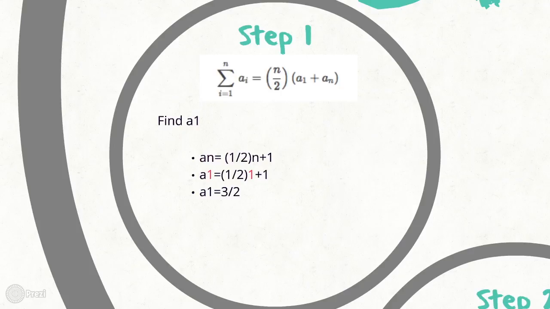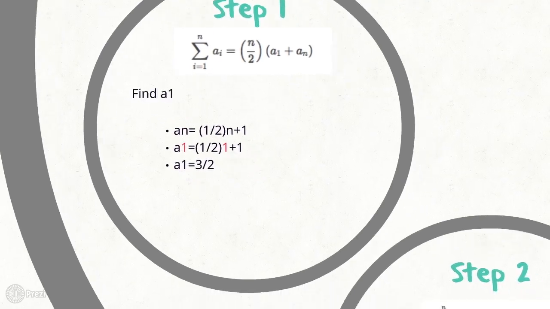So here we have find a1. With that little formula that they gave us, you're going to find a1. So you just insert, as we said, the first term in this series is going to be 1. You insert 1 in a1, you simplify, you solve, and in the end a1 is equal to 3 over 2.